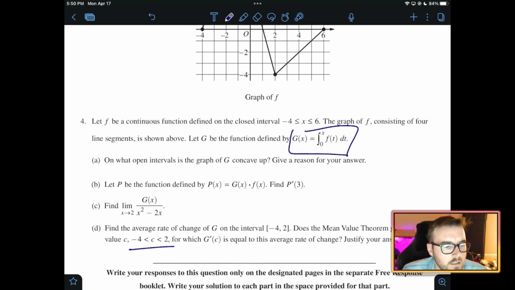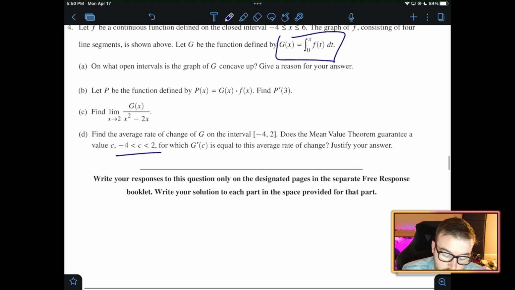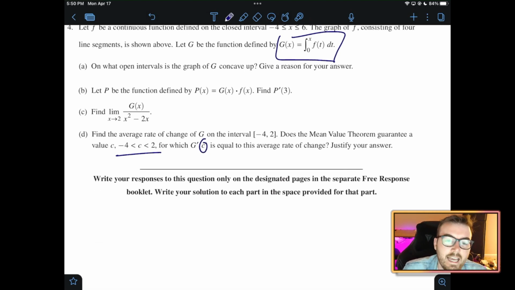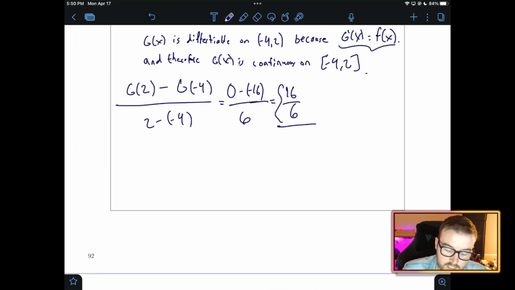Pausing real quick, sorry. Okay, so some of my phrasing was poorly phrased, and I apologize. C is not the output, it's the time. And some of you probably knew that. So we're not saying that 16 over 6, which is 8/3, by the way, is between negative 4 and 2. We're saying that at some point along this interval, this value must exist.